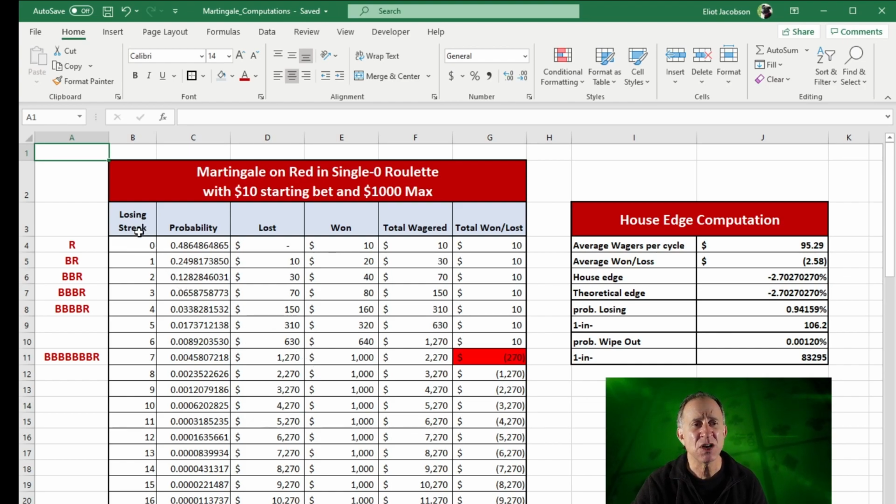So let's go one column at a time. This first column is your losing streak. How many times do you lose until you finally win? We start with a losing streak of zero, and that corresponds to a red on the very first spin. A losing streak of one corresponds to black, then red. And by black, I'm including either black or single zero. A losing streak of two is black, black, red, and so on. A losing streak of seven corresponds to seven blacks followed by a red.